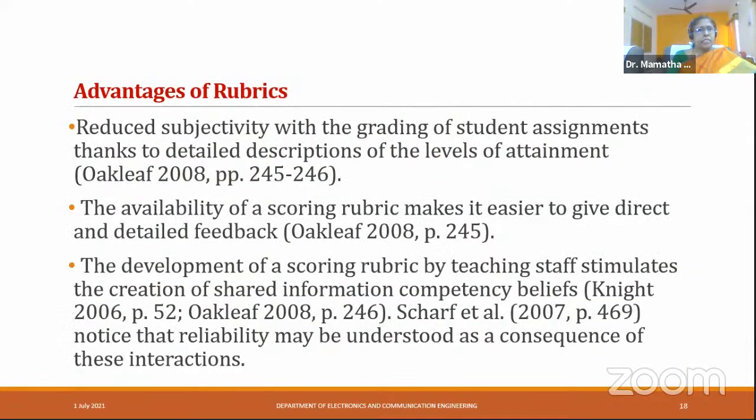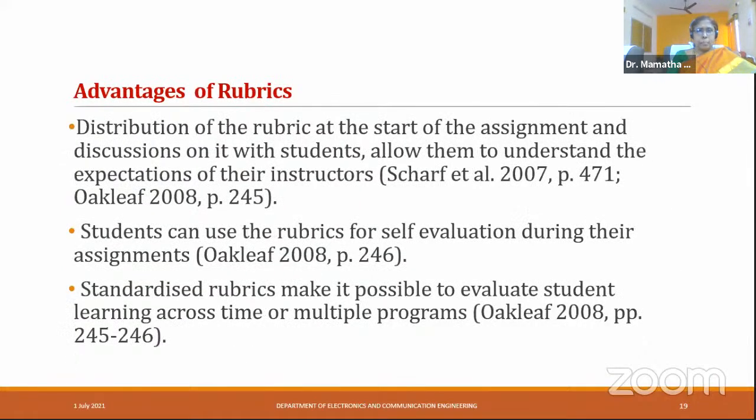So the advantages, which I just told, are mentioned by different people in different places, that is, in different publications. So one should give the rubrics at the beginning of the assignment, or while discussing the assignment with the students itself.